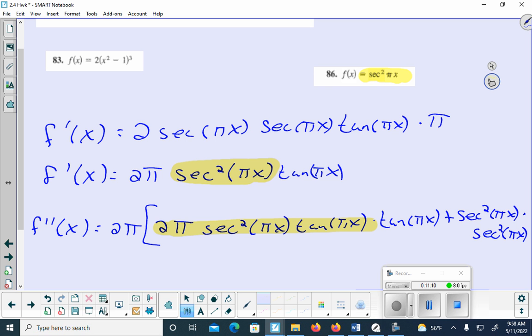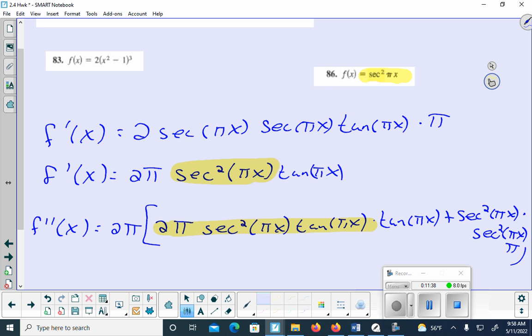Oh, and I forgot. Oh, my bad. I did that. Oh, no, that's fine. But then here, secant squared, tangent x, secant squared x, and then I have to take the derivative of pi x, which is pi. That's what I almost forgot. Yeah. I agree with myself. I might be wrong. I don't think I am. Everyone with me? No one's with me.